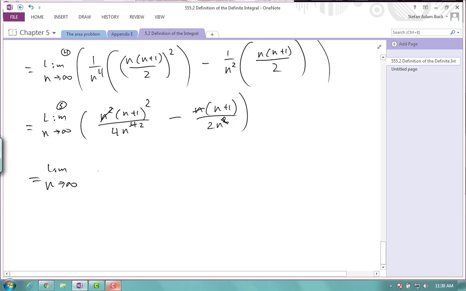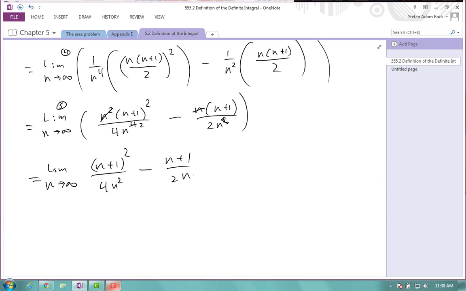Now it looks like I'm left with (n plus 1) quantity squared over 4n squared minus (n plus 1) over 2n. Now I have lots of options for evaluating these limits, because technically what I have here are rational functions of polynomials in n. I have the letter n instead of an x, but it all still works out. So I could just find the highest powers in the numerator and denominator and compare those, but for now I'm just going to multiply everything out and split up all the fractions.